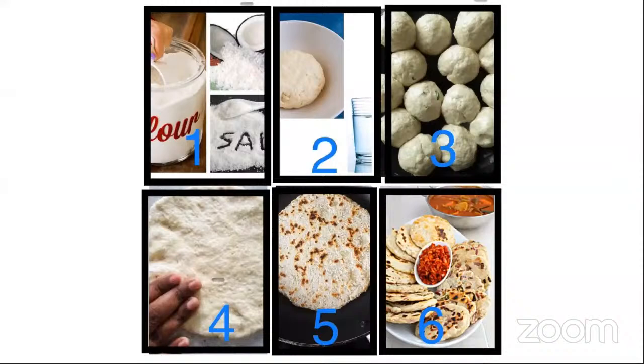Put number 1, 2, 3, 4, 5 and 6 and then draw. Simply draw something when you can remember the picture. Try to draw 1, 2, 3, 4, 5 and 6. I will give you some time. Just draw, because the questions are based on these steps. I know you know how to make roti. Some children don't even have to draw. They know how to make it.